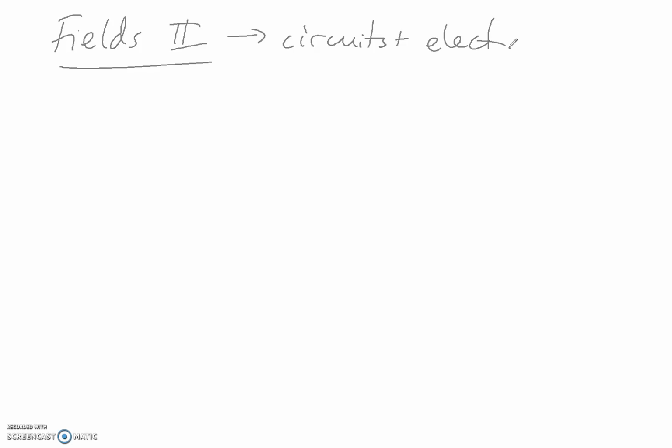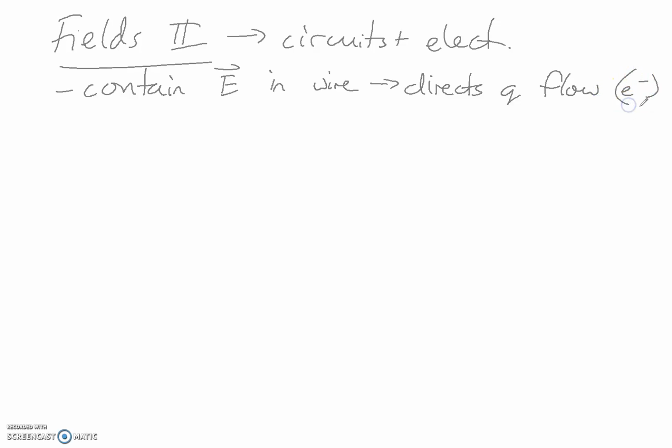So for Fields 2, basically the idea is to contain the electric field in wires, and this is what actually directs charge flow. More specifically, it's the electrons going from one place to another. This is the basic idea behind electrical current. The symbol for that is a capital I, and this is flowing electrons from one place to another.